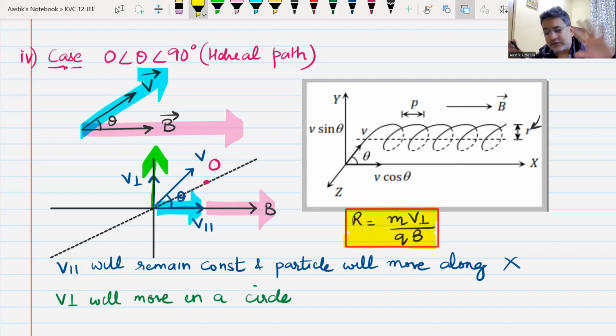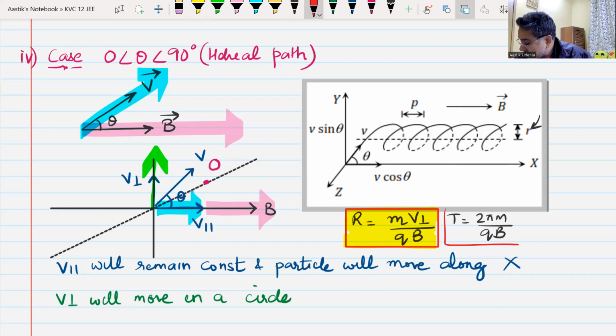First listen to me, then I'll give you enough time to write. We understand the radius of the helical path, yes or no? Yes, sir. It is moving in a circle, so there will be time taken to complete one revolution. That will be known as the time period of the helix. How much will be that time period of the helix? Remember, it does not depend on velocity, so it will still remain 2 pi m by qB. Do we understand this? It does not depend on the velocity, my dear friend.